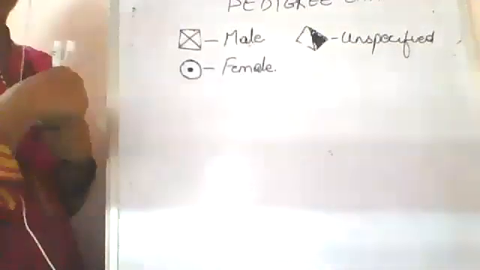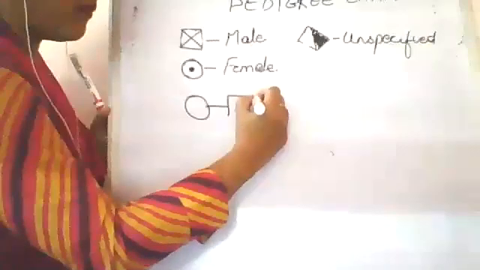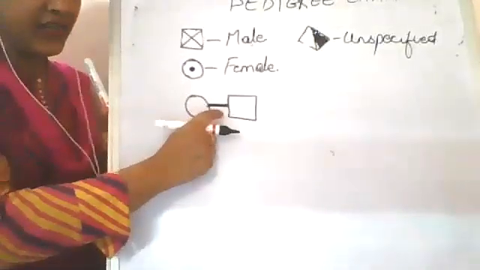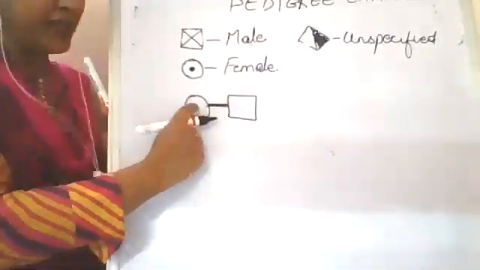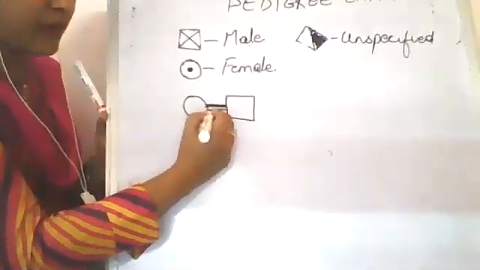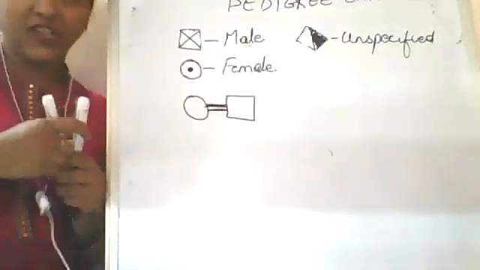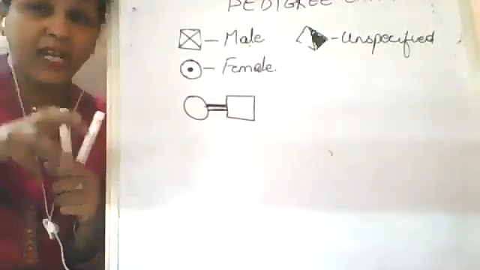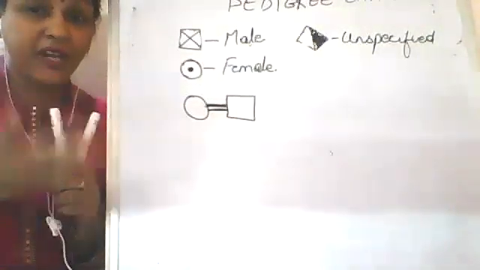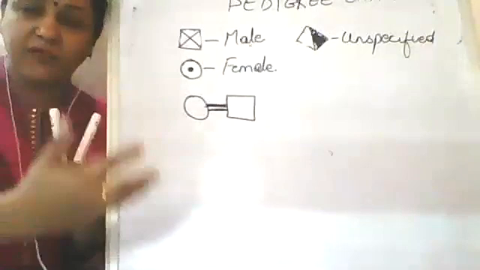Okay. If we want to show matings, that is, this female was married to this male, then we join them with this line. If a single line is joining a male and a female, that means they were husband and wife. They were married to one another. If instead of 1 line, I'm drawing 2 lines here, that means I'm talking about consanguineous marriages. That is the marriages which are taking place between close family members, that is first cousins, second cousins. Within first and second cousins, if the marriage has taken place, like in many of these religions, it is quite legalized to marry the first cousin or second cousin.